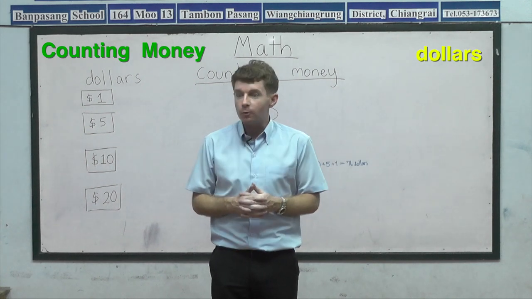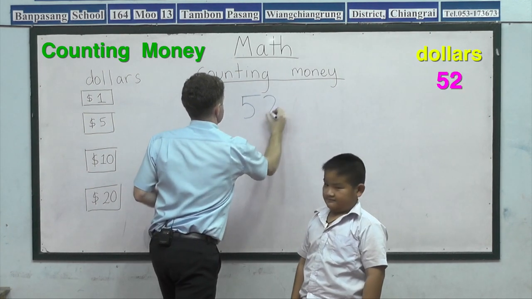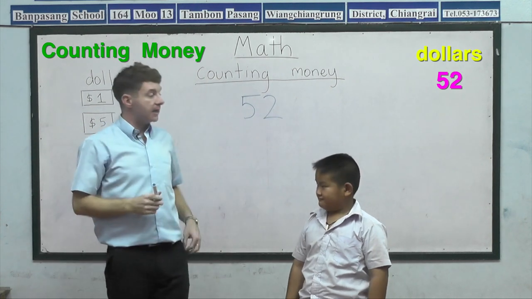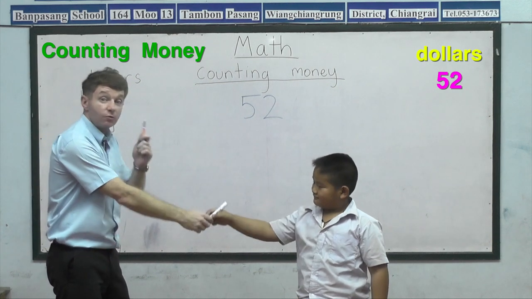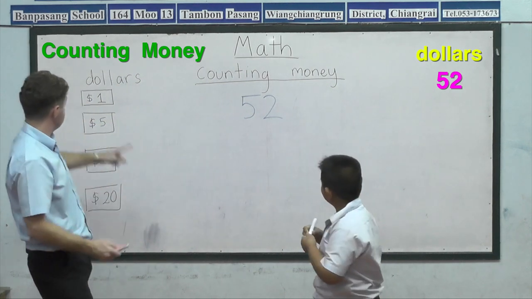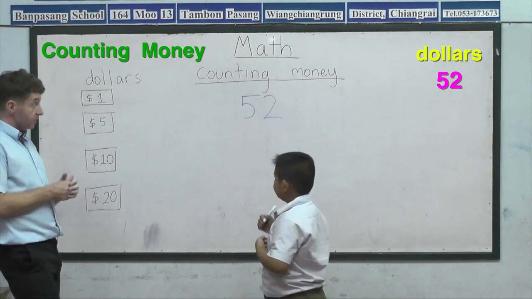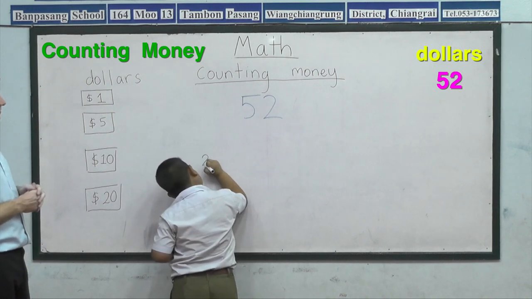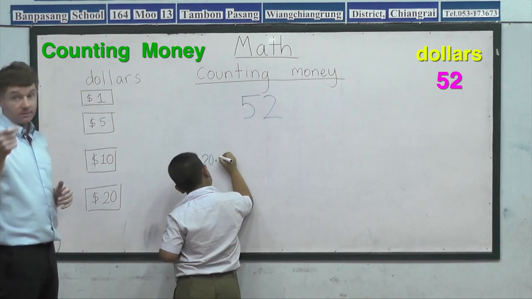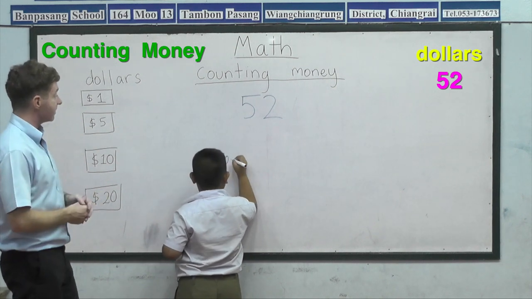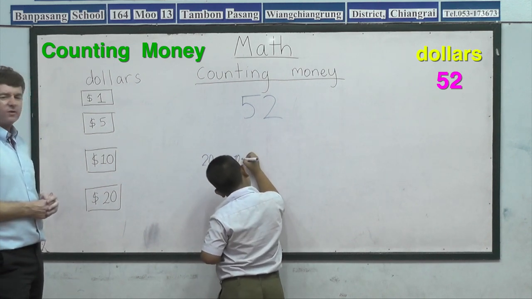So, guys, who would like to go next? 52. Okay, 52. Annette, what colour would you like to use? Would you like blue or black? Blue. Okay. So, Annette, can you take us to 52 using our dollar bills? 20. 20 is a good place to start. And maybe we can use? Plus 20. Excellent, guys. Plus 10. Now, what's next?